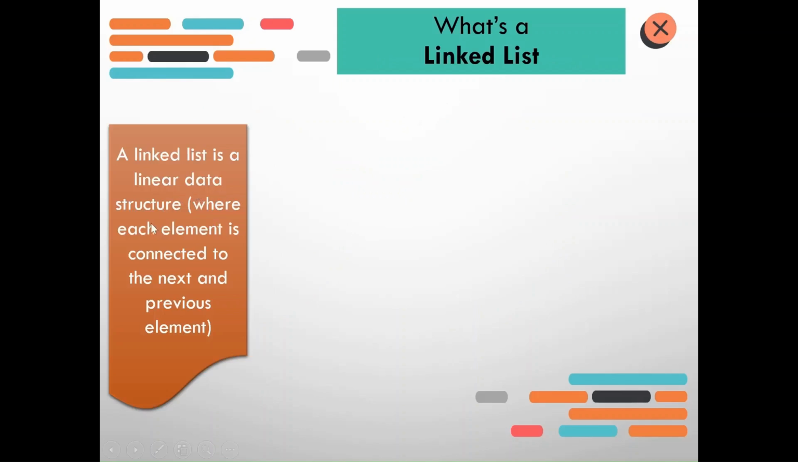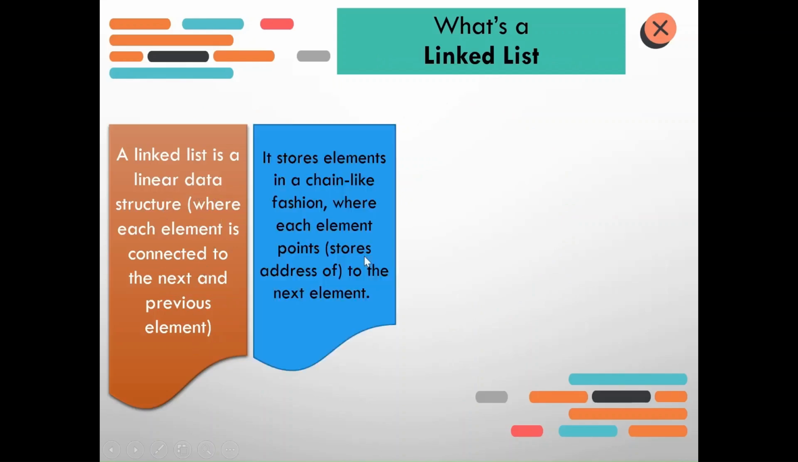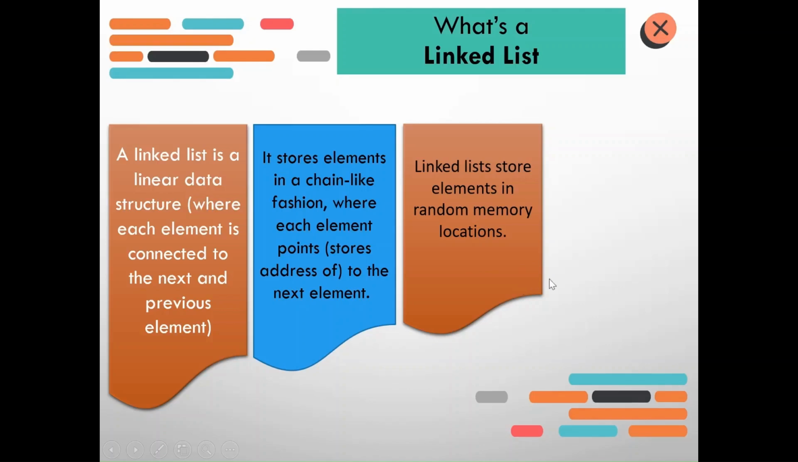A linked list is a linear data structure where each element is connected to the next and previous element, as I discussed a few moments back. Similarly, it stores elements in a chain-like fashion where each element points to the next element, right? That pointing takes place basically in terms of storing addresses of one another, which we'll be seeing in the coming slides through C programming code, right? So similarly, linked lists store elements in random memory locations. Random memory locations means there is no need of contiguity, as is the case with the array.